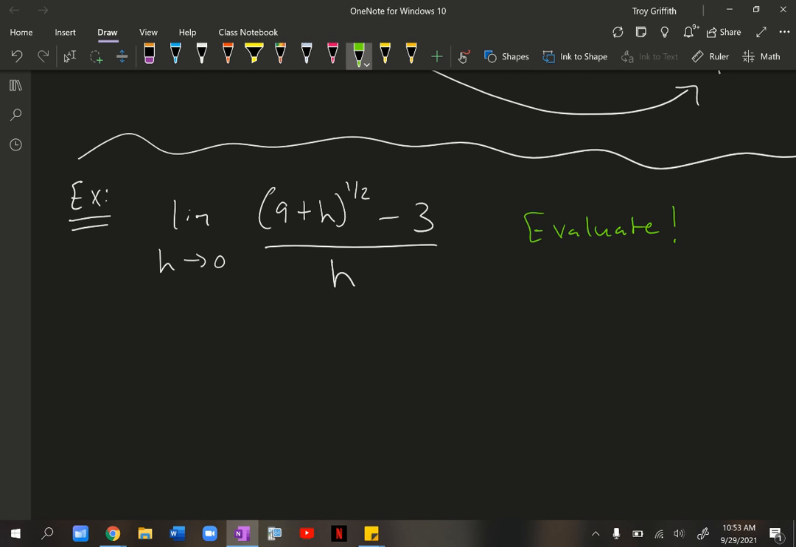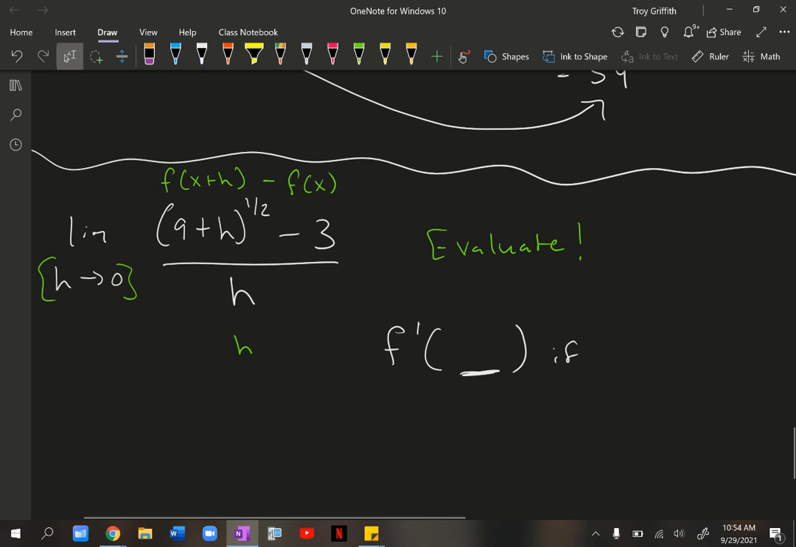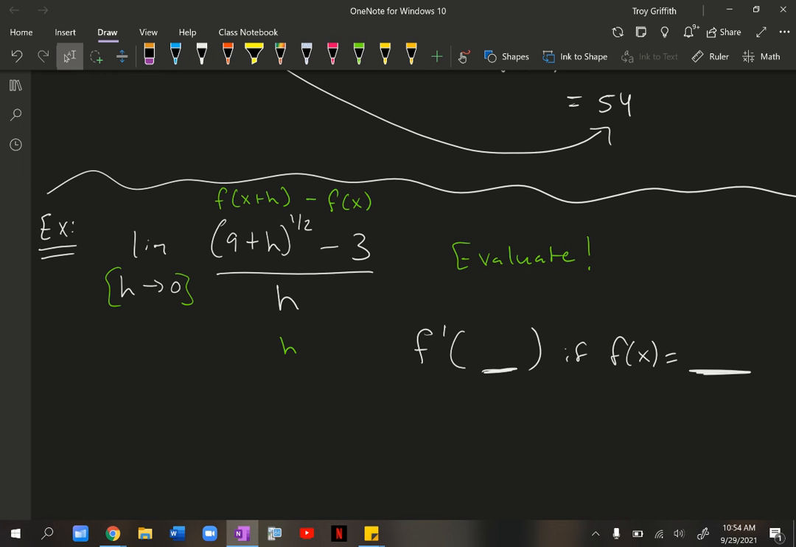But it might be, and if it does, then we need to be able to recognize the pattern and write what this means and then evaluate the derivative. So as I look at this, if I ever see the limit as h approaches 0, I'm thinking that maybe, not necessarily, but maybe this fits into the pattern of f of x plus h minus f of x all divided by h. And so if I'm trying to think about what this means, maybe this means f prime of blank if f of x equals blank. And so I'm going to take a look at this. I'm going to see if I can fit in some of this information.